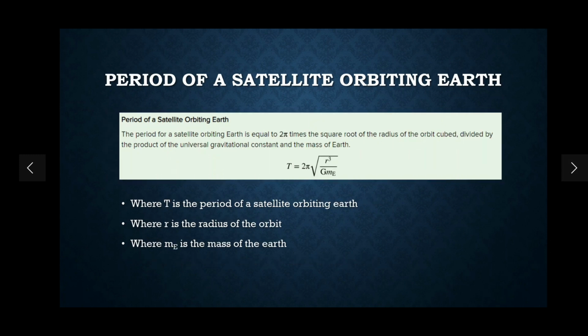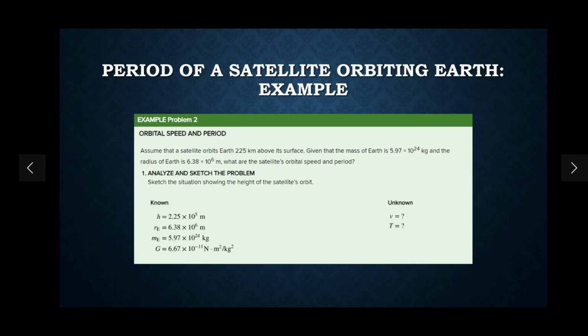By the same token, the period of a satellite orbiting Earth is equal to 2 pi times the square root of the radius of the orbit cubed divided by the product of the universal gravitational constant and the mass of the Earth. Let's take a final example.